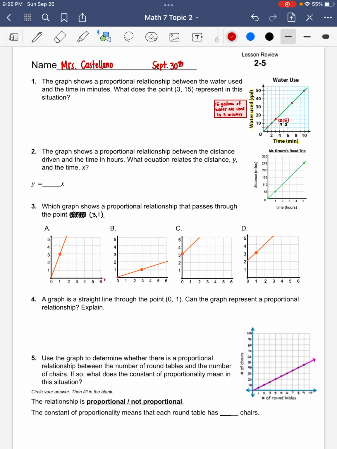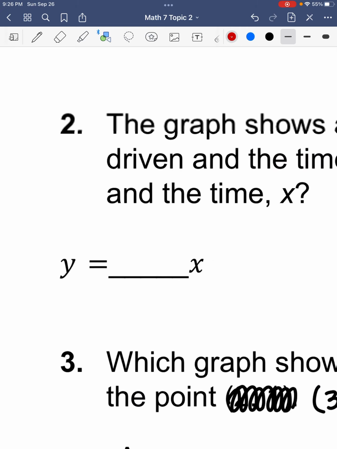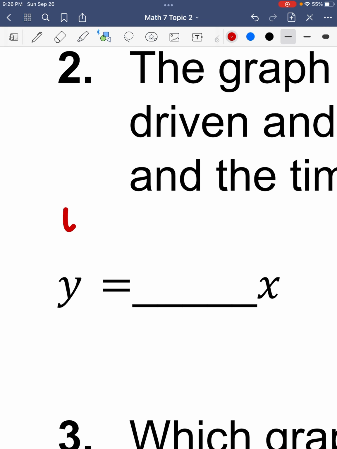Moving on to number 2. The graph shows a proportional relationship between the distance driven and the time in hours. What equation relates the distance, y, and the time, x? So first of all, we remember from lesson 2-4 that we can write equations for proportional relationships as y equals k times x. So all we have to fill in with this blank right here is the constant of proportionality.